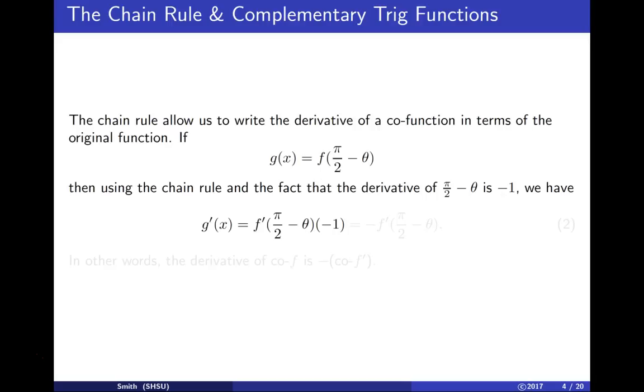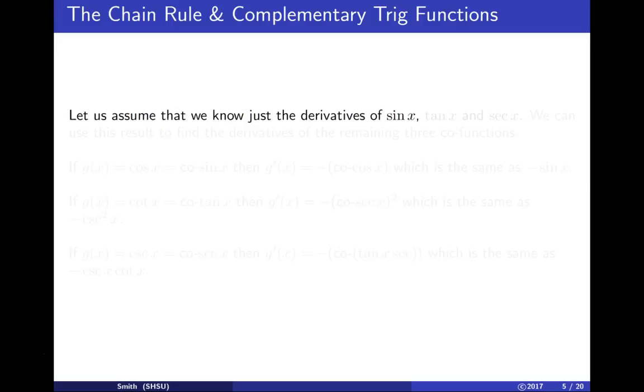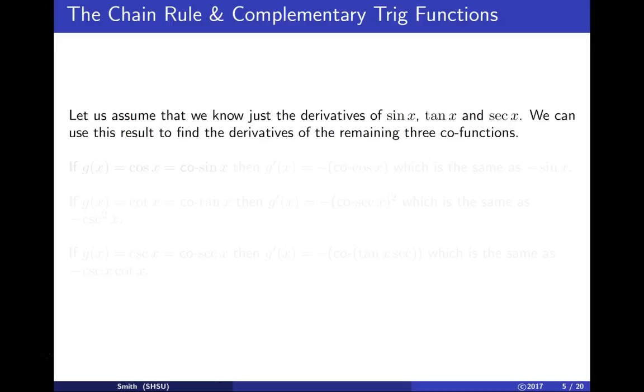So if I take the derivative of g, I'm going to get the derivative of f evaluated at this complementary angle times minus 1. In other words, I'm going to get the negative of the derivative of the complementary function. In short form, the derivative of the complement of f is the negative of the complement of the derivative. We'll do some examples. Let's assume that we just know the derivatives of sine, tangent, and secant. We can use this result to find the derivatives of the remaining three cofunctions.